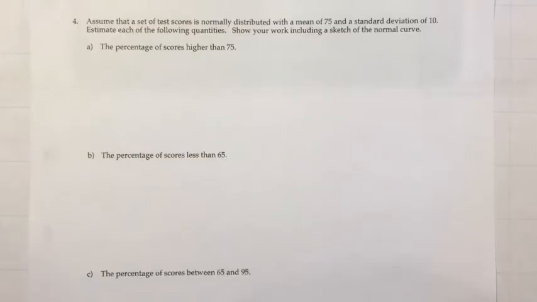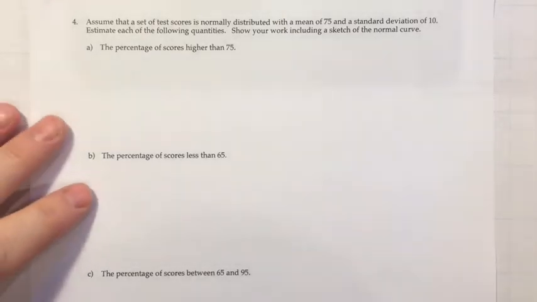All right, moving on to number 4, we're going to practice using the empirical rule with a normal distribution. Assume that a set of test scores is normally distributed with a mean of 75 and a standard deviation of 10. Estimate each of the following quantities and show your work, including a sketch of the normal curve. So they want to know what the percentage of scores that is higher than 75 will be.